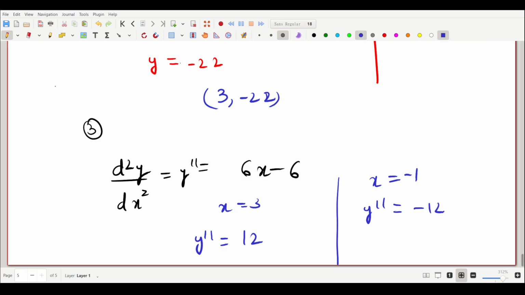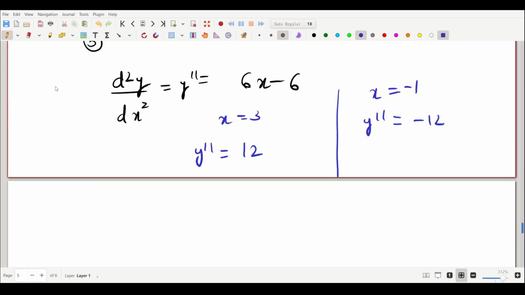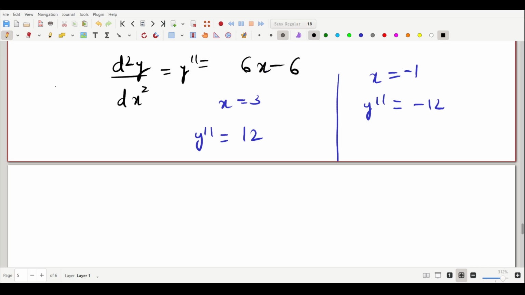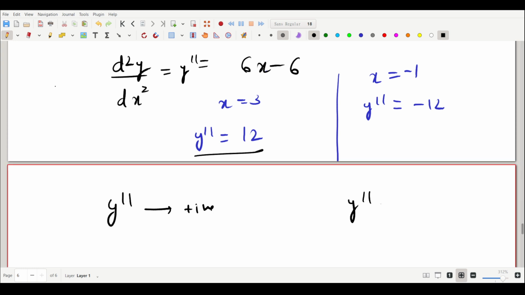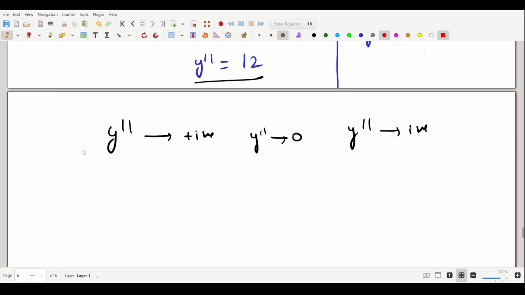So we are getting two values of double derivative. The conclusion is, if your double derivative value is a positive number like plus 12, or a negative number like minus 12, it can be 0 also. What information does it carry? It tells us that if double derivative is positive, this is your minimum value.